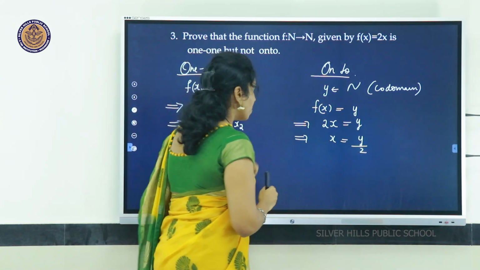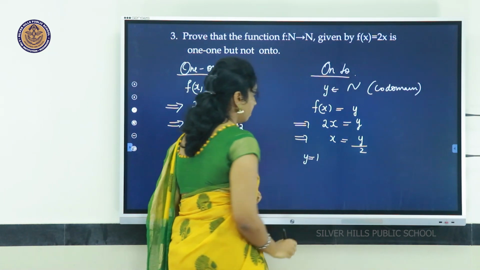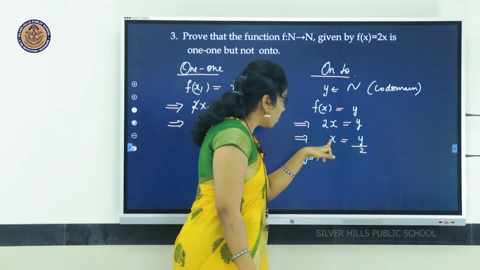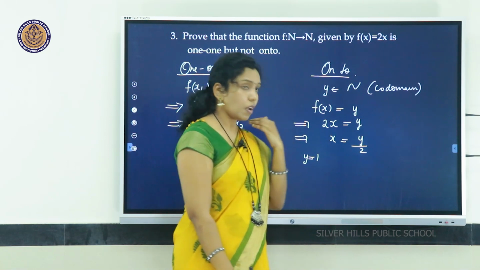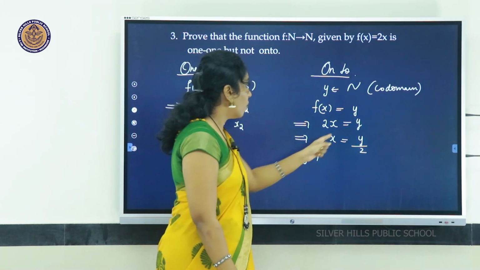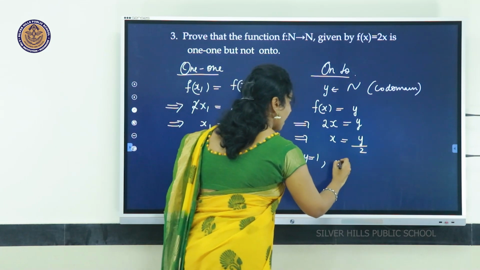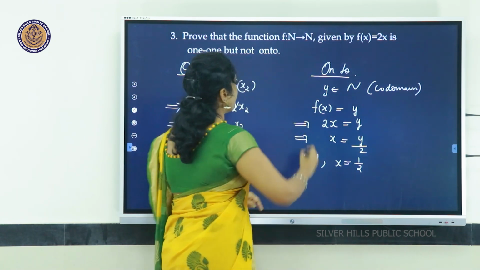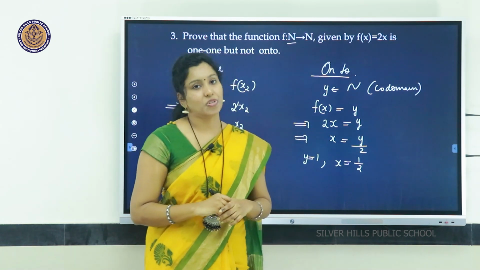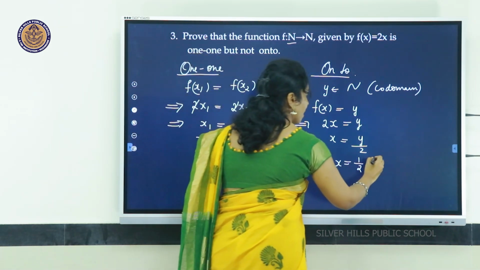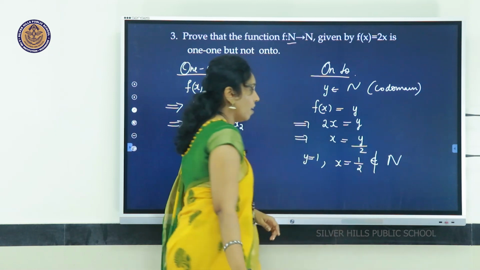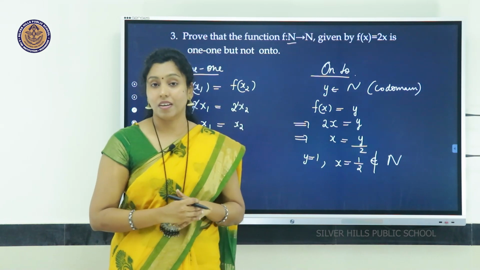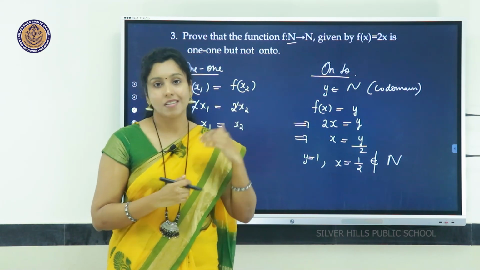For example, let us consider y is equal to 1. 1 is a natural number and this y comes from the second set. Now, when you substitute this y here, what is your x? X is equal to 1 by 2. So, when y is 1, x is equal to 1 by 2. But then where does this x come from? The first set. Now, look at the first set, it is the set of all natural numbers, but this 1 by 2 does not belong to N. So, what did we prove here? 1 does not have a pre-image in the first set.